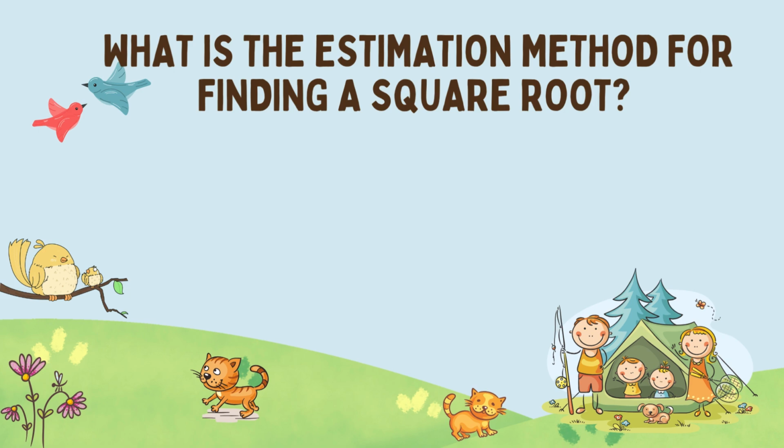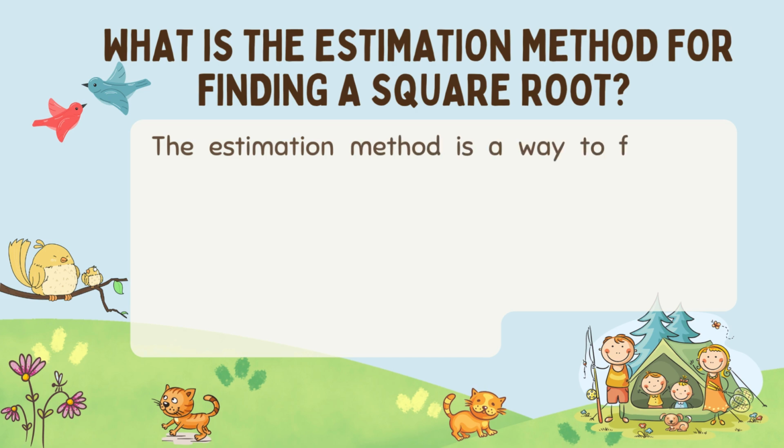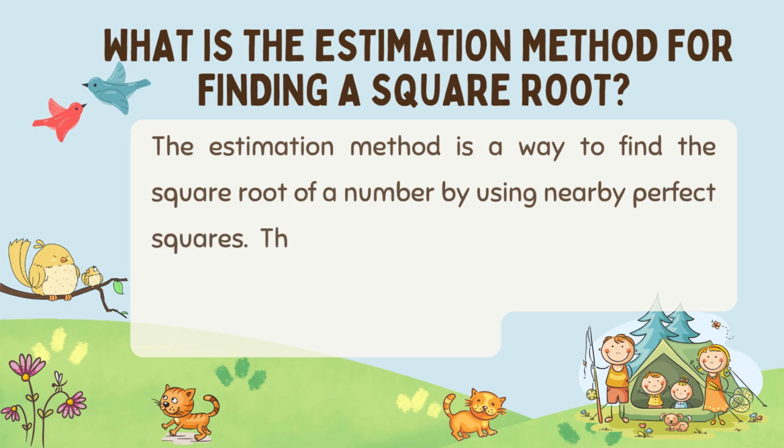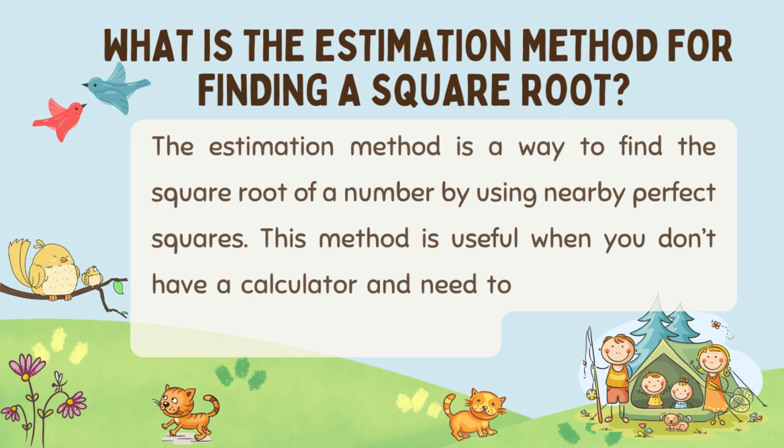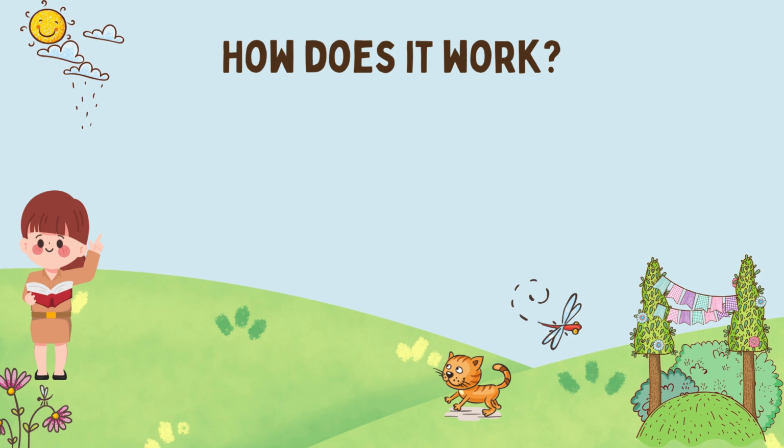So, what is the estimation method for finding a square root? The estimation method is a way to find the square root of a number by using nearby perfect squares. This method is useful when you don't have a calculator and need to quickly estimate the square root of a number. How does it work?